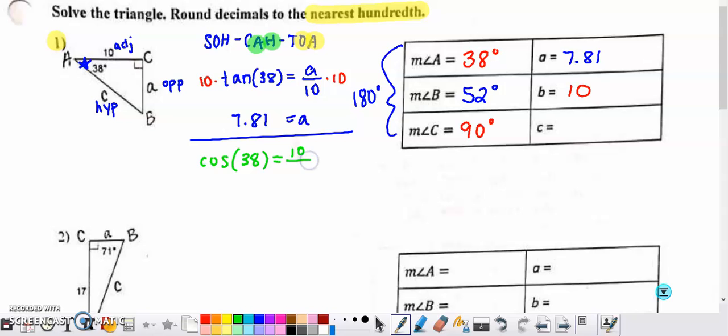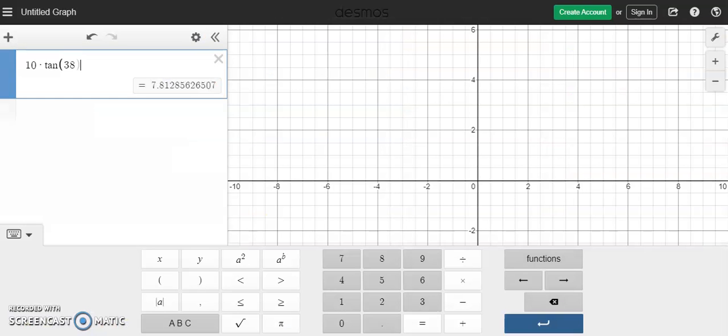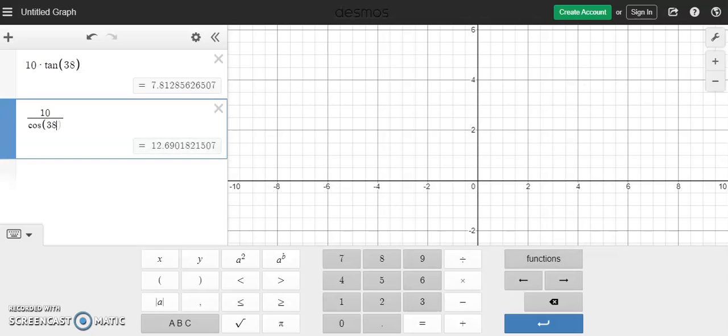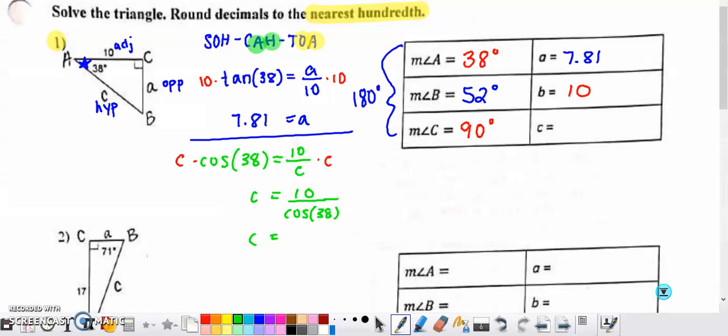adjacent over hypotenuse. So this is that type of equation where we're going to have to multiply by C and then divide by the cosine of 38. So if you're comfortable enough at this point, you can go ahead and skip that intermediate step and just know that the cosine of 38 is going to wind up underneath of 10. And let's type that into our calculator. So 10 divided by the cosine 38, 12.69.